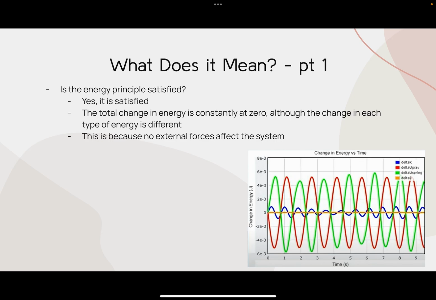So what does it mean? Is the energy principle satisfied? Yes, it is satisfied. As you can see in the graph on the bottom right, the total energy, which is orange, is constantly at zero, although there's change in each type of energy, like kinetic energy and gravitational energy. But this is because there are no external forces that affect the system. So the total change in energy is always zero.